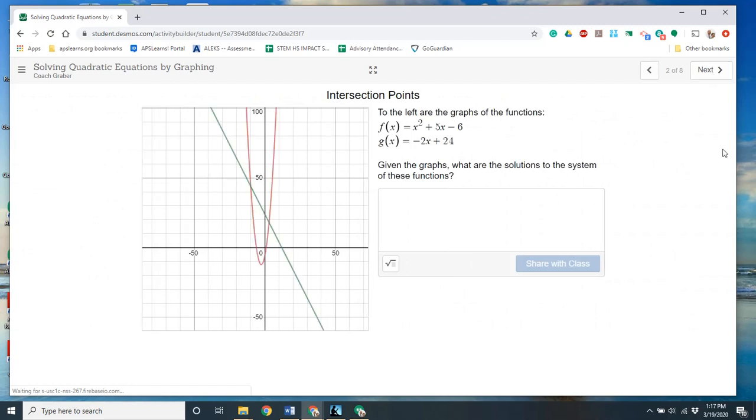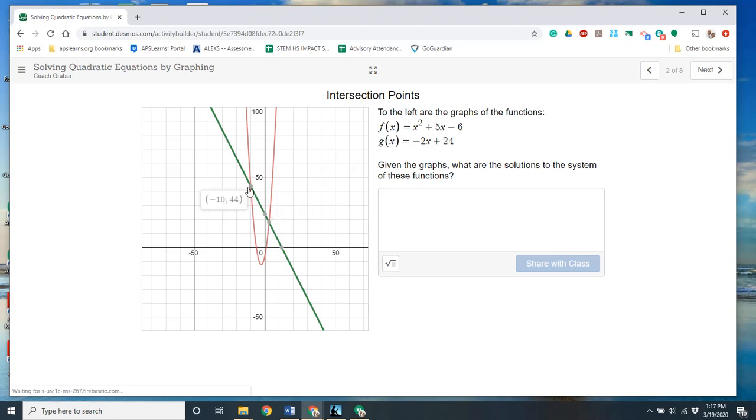On the second screen, it works the same way. The intersections are the solutions to the system of these functions. So the intersections of the 2 points are the solutions to both of these functions. So clicking on these graphs, I have negative 10, 44 and then 3, 18.